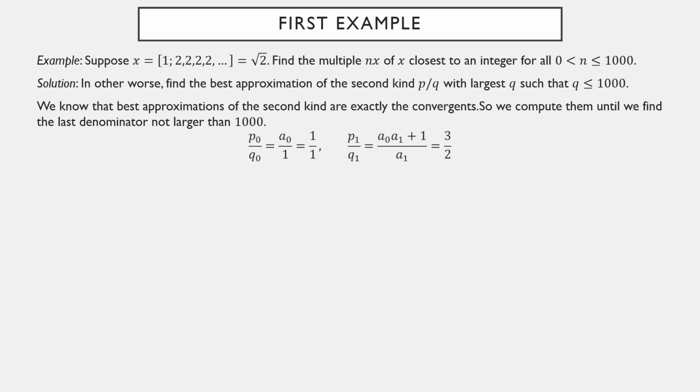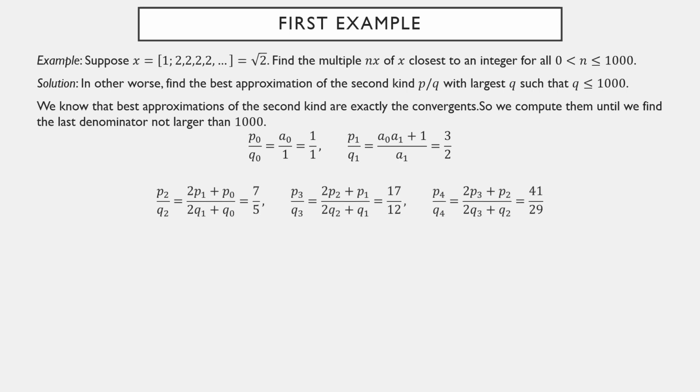So we start computing P0 over Q0, A0 over 1, 1 over 1, P1 over Q1, A0 A1 plus 1 over A1. Remember, A0 is equal to 1, but all of the other ones are equal to 2. So the first terms in our approximation to root 2 are 1 and 1.5. Now, after this point, all of the partial quotients are 2, so all we have to do is take 2 times 1 numerator plus the one before it. 2 times 3 plus 1 is 7. 2 times 2 plus 1 is 5. 2 times 7 plus 3 is 17. 2 times 5 plus 2 is 12. 2 times 17 plus 7 is 41. 2 times 12 plus 5 is 29, and so forth and so forth.